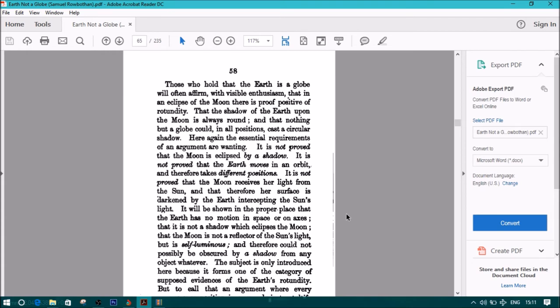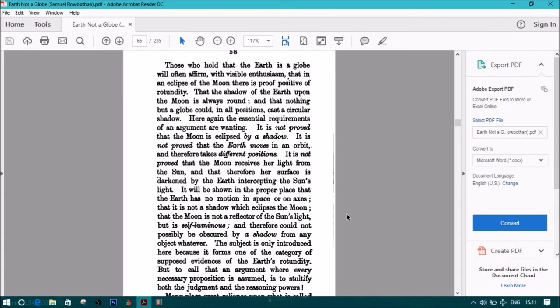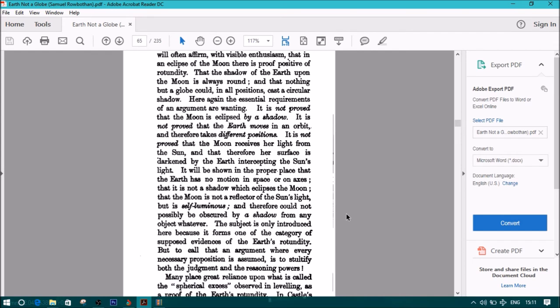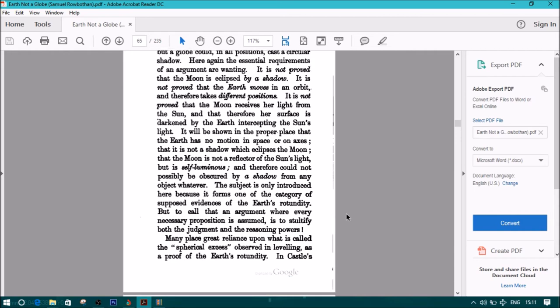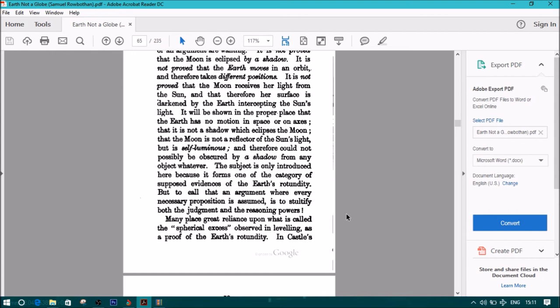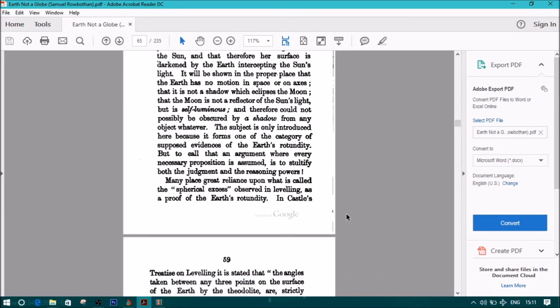It will be shown in the proper place that the Earth has no motion in space or on axis, that it is not a shadow which eclipses the moon, that the moon is not a reflector of the sun's light, but is self-luminous, and therefore could not possibly be obscured by a shadow from any object whatsoever. The subject is only introduced here because it forms one of the category of supposed evidence of the Earth's rotundity. But to call that an argument where every necessary proposition is assumed is to stultify both the judgment and the reasoning powers. Many place great reliance upon what is called the spherical excess, observed in leveling, as a proof of the Earth's rotundity.